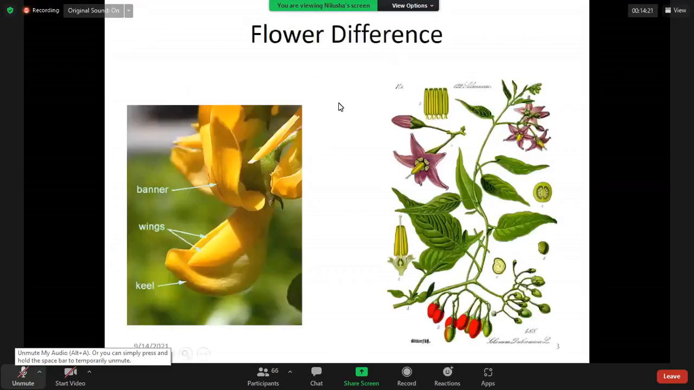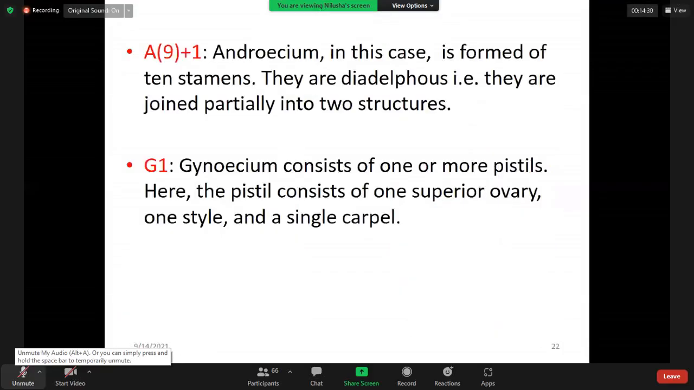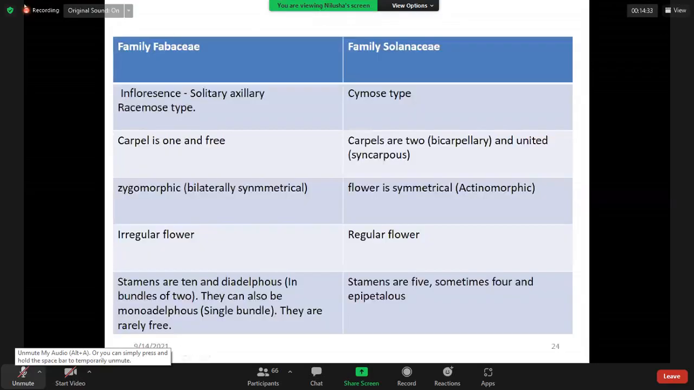Now we will see the flower difference between the family Solanaceae and the family Fabaceae. In family Fabaceae, the inflorescence is solitary, axillary, and racemose type. I think you already learned this, no? The family Solanaceae also you learned last week. In family Fabaceae, only one carpel is there, we call it monocarpellary. In family Solanaceae, carpels are 2 and united.